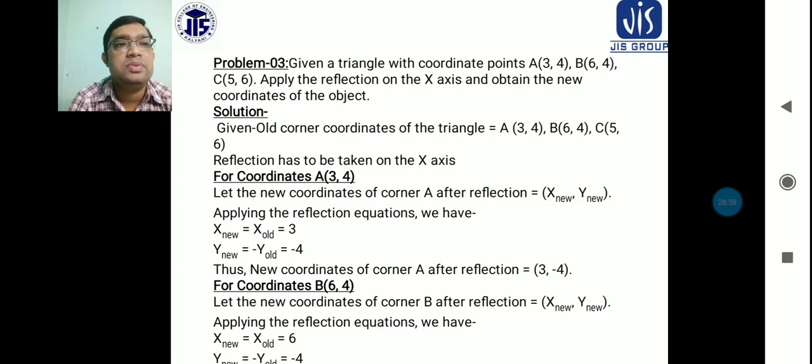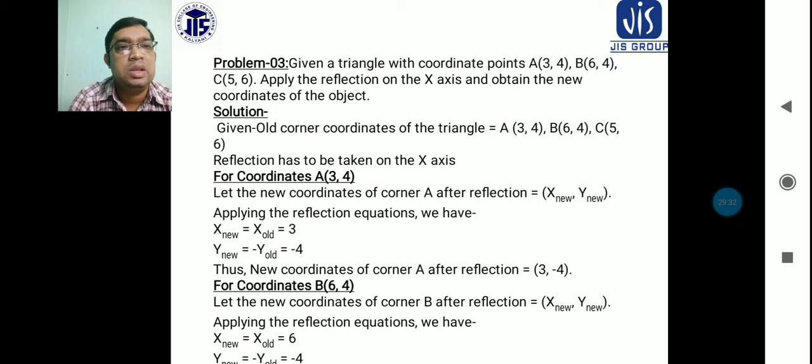Problem 3: given a triangle with the coordinates of points A 3 4, B 6 4, and C 5 6, outline the reflection about the x-axis and obtain the new coordinates of the object. You will find the given old corner coordinates of the triangle, and the reflection has to be taken about the x-axis. Coordinate A 3 4 will be considered first.